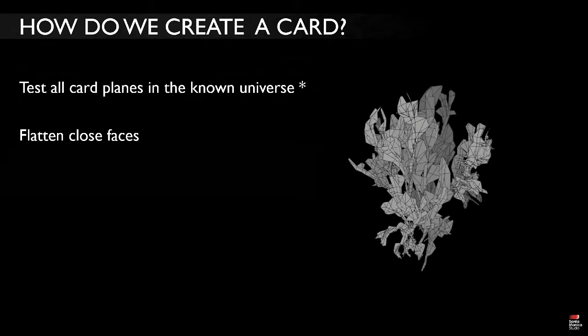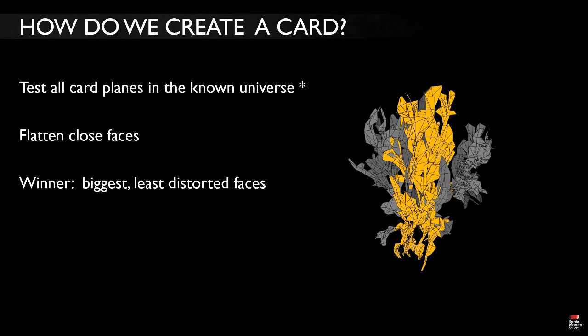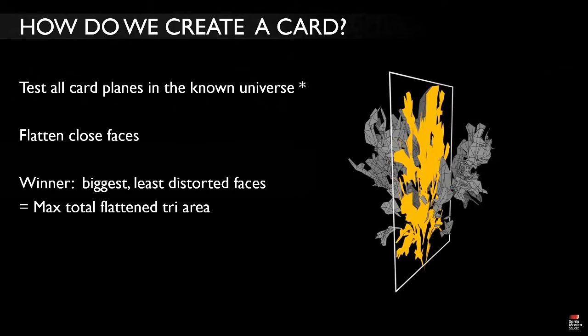It's easy. Just test for all card planes in the known universe. Give a score to each one. High score wins. A potential card considers a thick slice of the model. It will flatten model triangles that are close to the card plane within some error metric. The other triangles will be left for other cards. Cards are scored by how much of the model they are able to capture and how little those triangles distort. Mathematically, this is defined as the sum of their areas after projecting to the plane. That's the world-spaced area times the dot product of the triangle and plane normals. Or you can think of it as the total card texture coverage by those flattened tris.